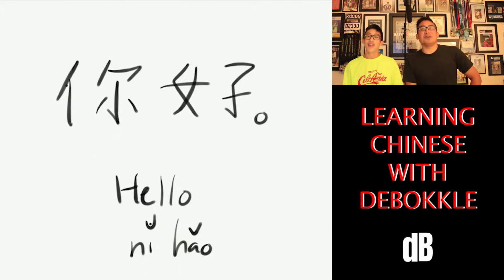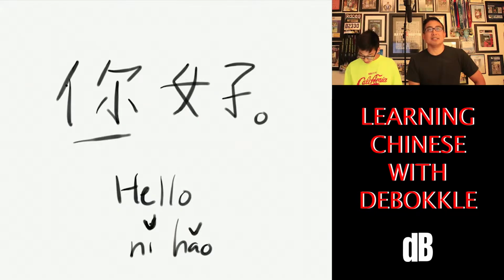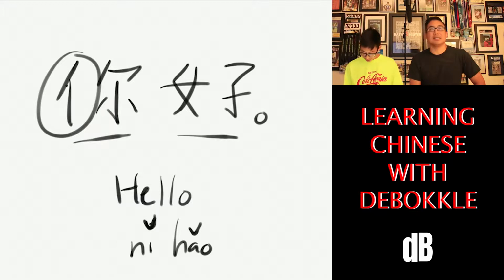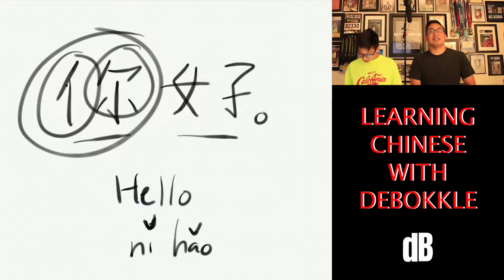So, like how many characters for just ni hao? This is ni, this is hao. Oh, wow. So they have like some characters that have double thingies. They look like two different words or characters. I mean, yeah, these are characters. So this is a radical. Okay. And this is a radical. But this whole entire thing is a character. Okay. So this is the two characters here.